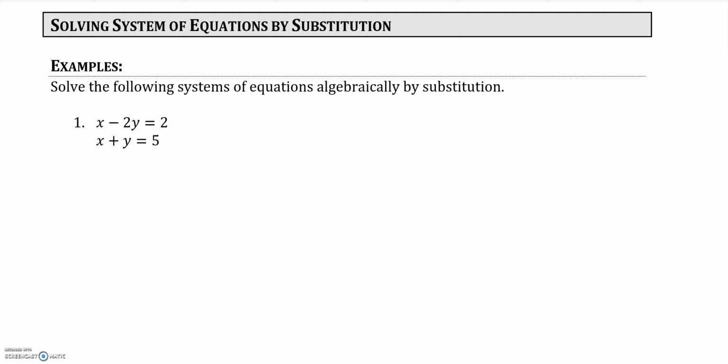Welcome to the fourth video of Module 2 on solving systems of linear equations using substitution. Given a system of linear equations, as we have here, x minus 2y is equal to 2 and x plus y is equal to 5, we can label them as equation 1 and equation 2. Our goal with substitution is to solve for the value of x and y that satisfy both equations at the same time, algebraically. And we do so by first solving for one of the variables in one equation and then subbing it into the other equation.